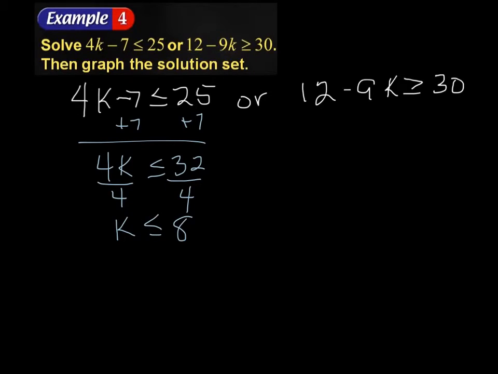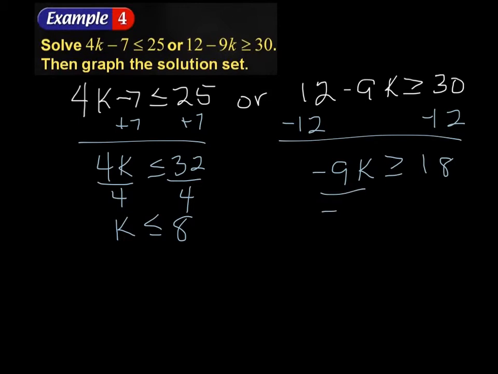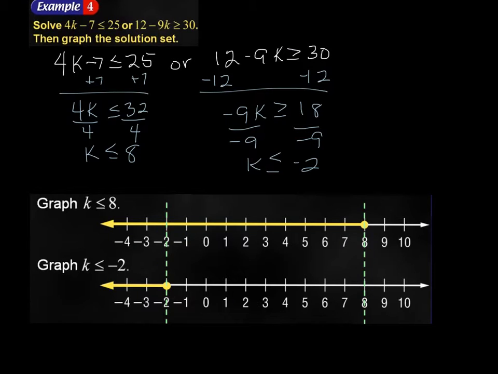And then start over here. So subtract 12 from both sides of the inequality. So negative 9k is greater than or equal to 18, and divide both sides by negative 9. Oh, I divided by a negative, so I need to reverse that to k is less than or equal to negative 2. Now that is kind of unusual because both our inequalities ended up pointing the same way this time.